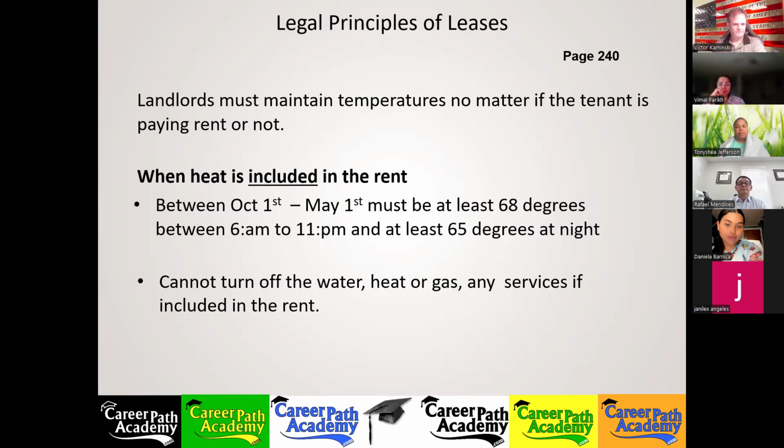Cannot turn off the water, heat, and gas. Any service included in the rent. What does that mean? Your landlord cannot turn off your water, your heat, or your gas services if they are included in the rent and the tenant is not paying the rent.